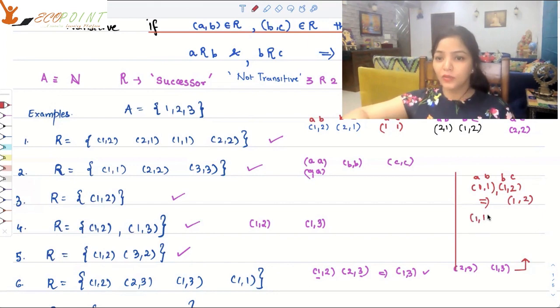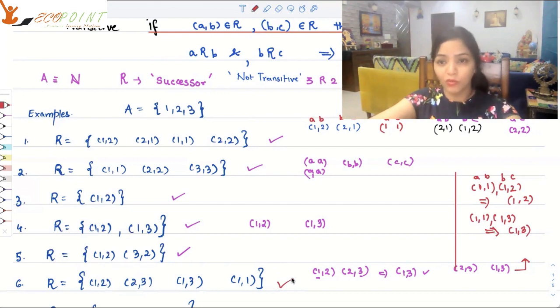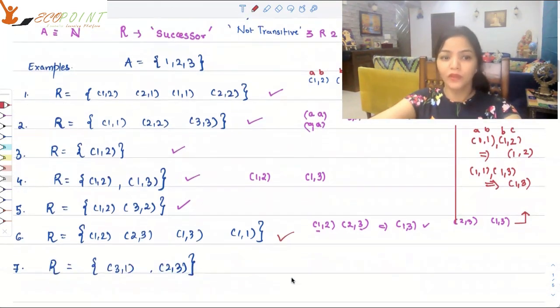Similarly, with 1, 1, I also have 1, 3, which I can relate to. So both of them together should be giving me 1, 3, and that is happening. So therefore, this relation is actually transitive. We have covered all possible combinations.